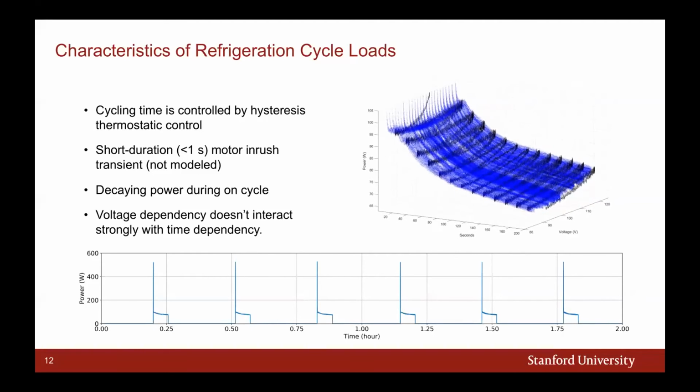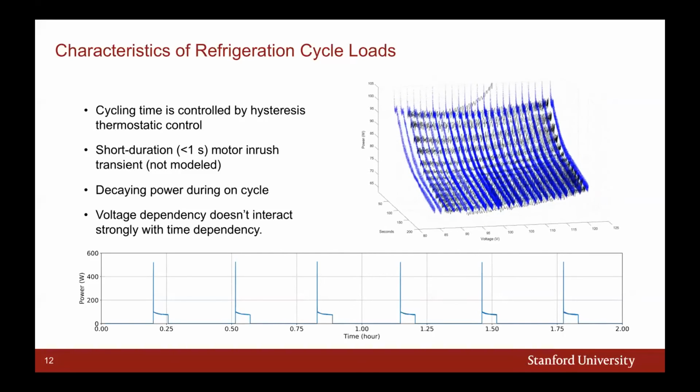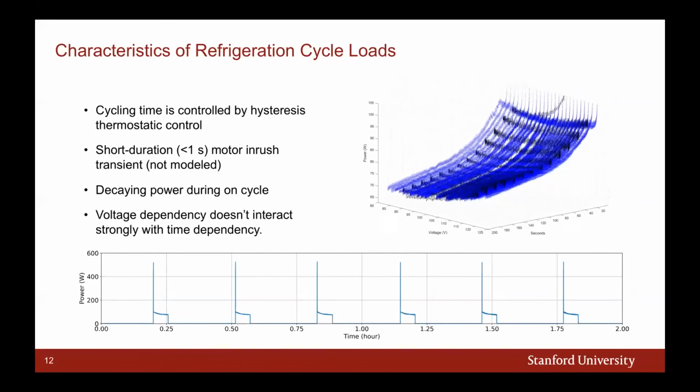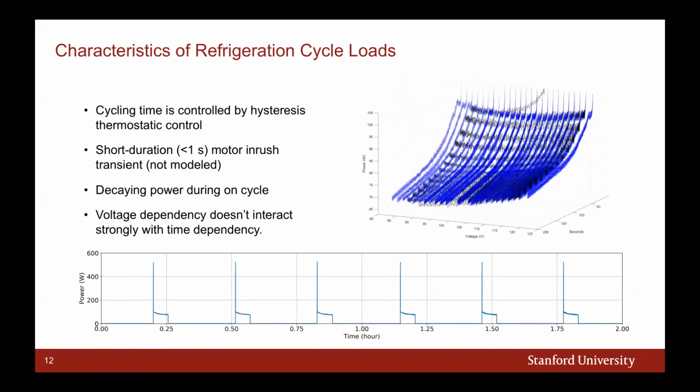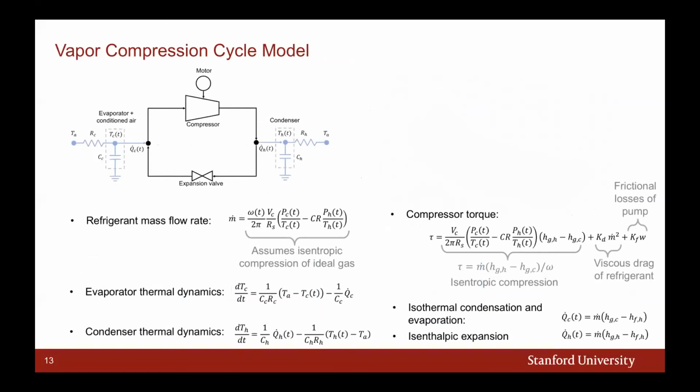And we can see how this looks as we rotate a plot of power versus voltage and time. These blue lines are constant voltage tests, and the black line shows power consumption as we vary the voltage sinusoidally in time. To model this, we used a standard vapor compression cycle model. This model assumes isothermal condensation and evaporation and isenthalpic expansion at the expansion valve. For the temperatures of the evaporator and condenser, we use first order RC thermodynamics.